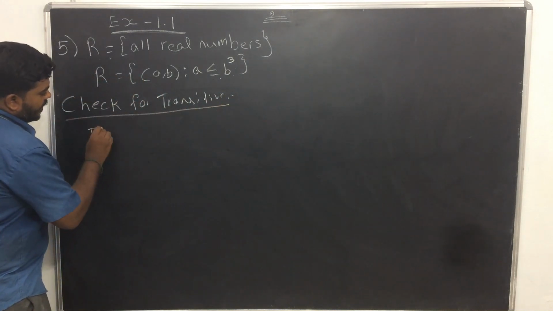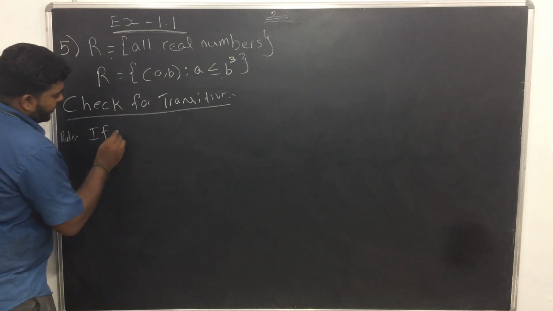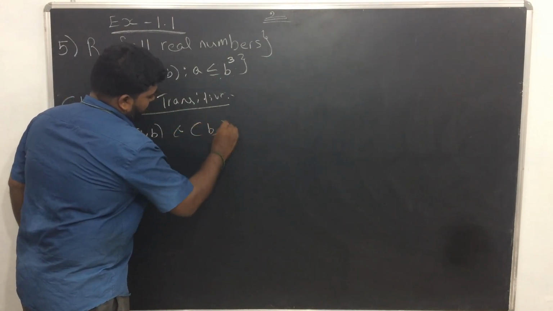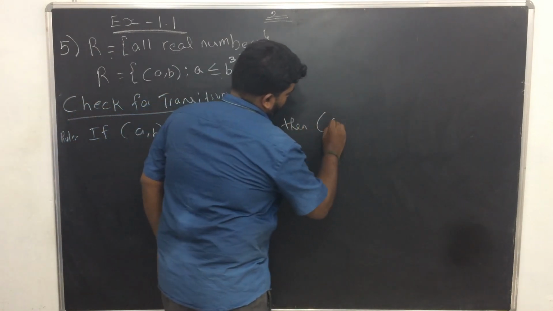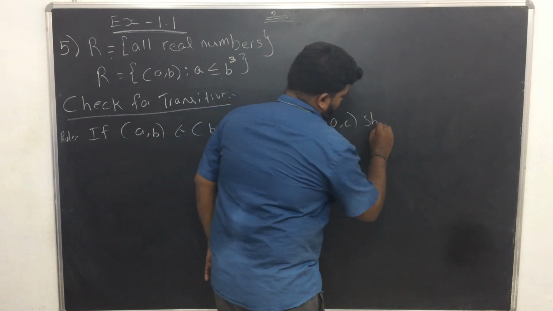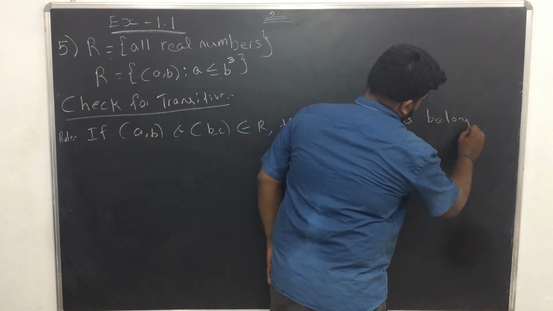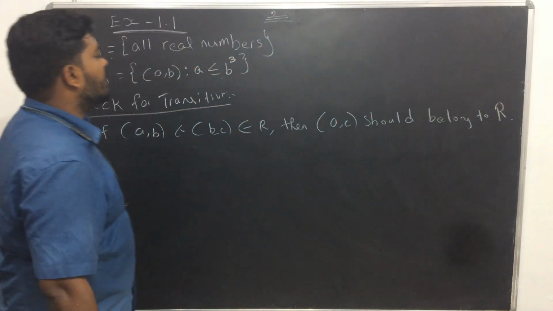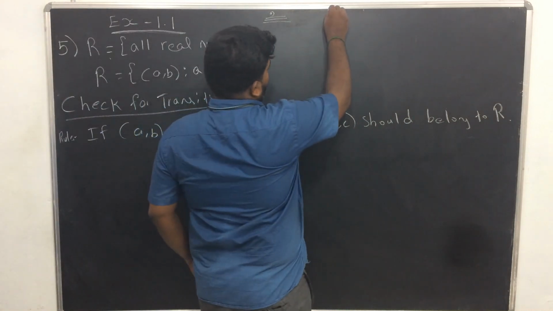That is, what is the rule? The rule states that if A comma B and B comma C belong to R, then the ordered pair of the form A comma C should belong to R. This is the rule for any relation to be proved to be transitive. Okay. Now, let's go to the rough page.